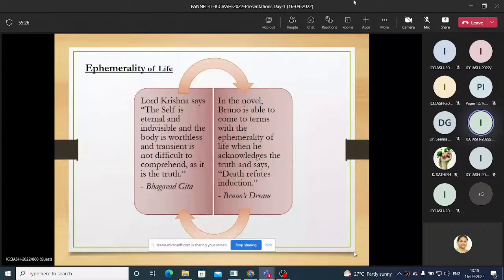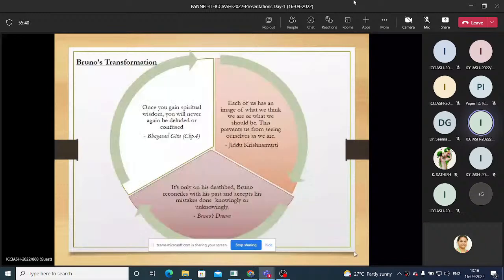And this is exactly what Bruno does in the novel; it is what he is able to comprehend on his deathbed. In the novel, Bruno comes to terms with the ephemerality of life when he acknowledges the truth and says, death refutes induction. So he is able to understand that life itself is transient and there is much more beyond life.